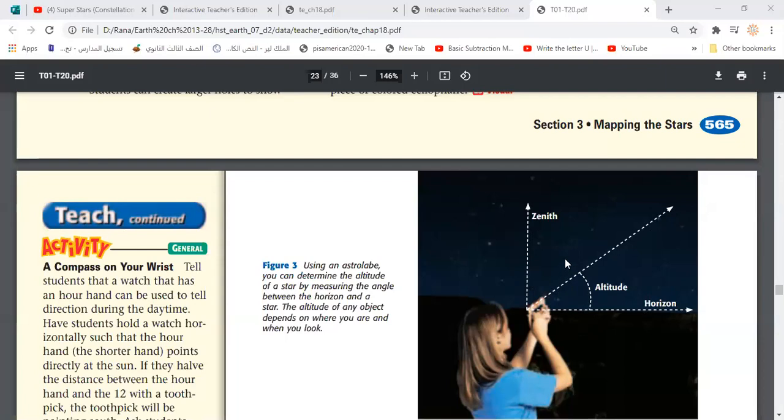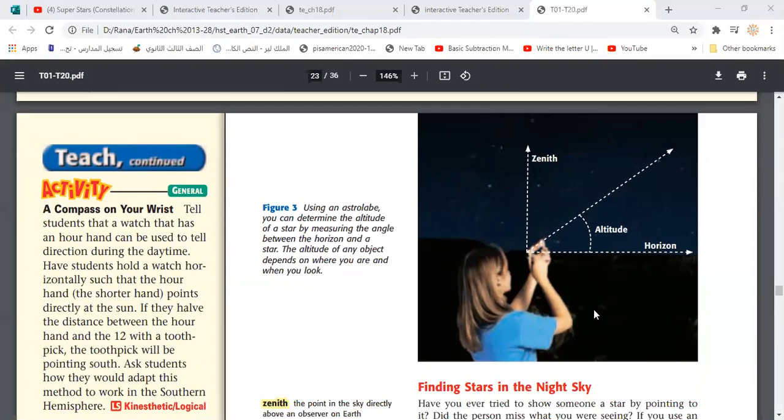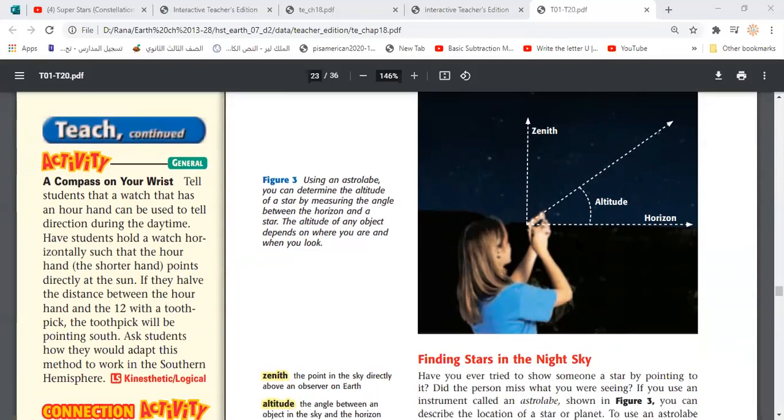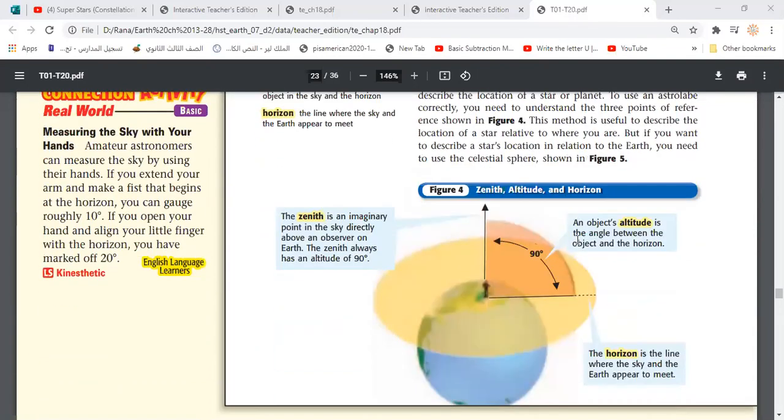What are zenith and horizon? Zenith is just an imaginary vertical line, 90 degrees directly above you in the sky, while the horizon is the horizontal, imaginary line at the surface of the Earth. Between them you will find your star, and this star will create a certain angle between the two axes. We call this angle the altitude.